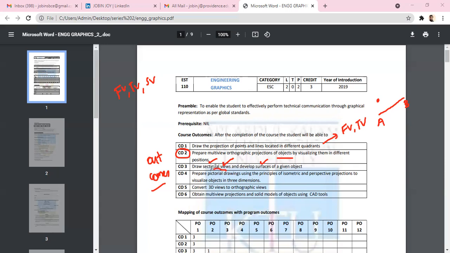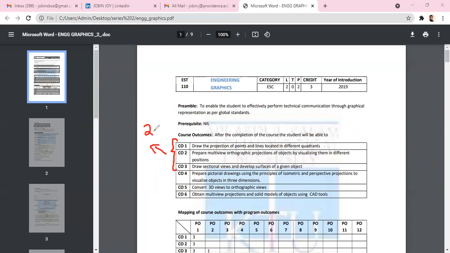Then you have to prepare pictorial drawings. Pictorial drawings means 3D drawings. So till CO3, this is actually only 2D.